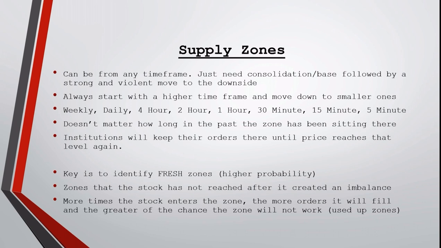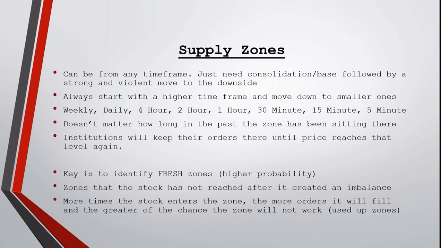Once I get that confirmation from a smaller time frame chart, I enter and put my stop loss right above the zone. So it doesn't matter how long in the past the zone has been sitting there. All that matters is if we have a fresh zone with a lot of unfilled orders, because that's when we'll have the high probability trades. I wait for the stock to reach that zone, and once it reaches that zone, we'll be in an imbalanced period, and I'll sell short. I'll buy puts accordingly, right?